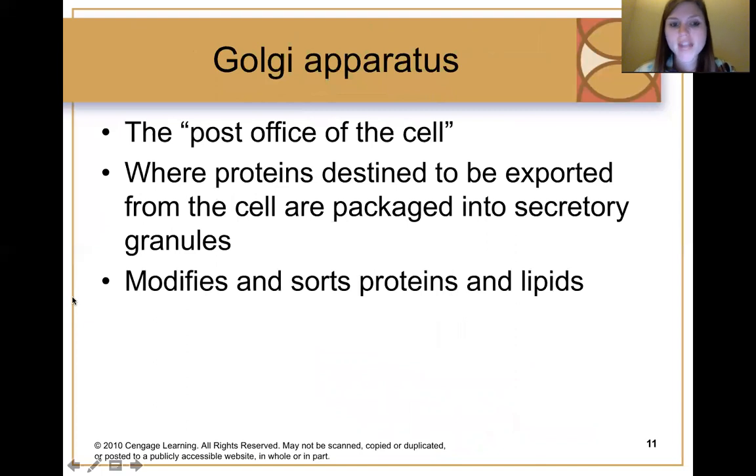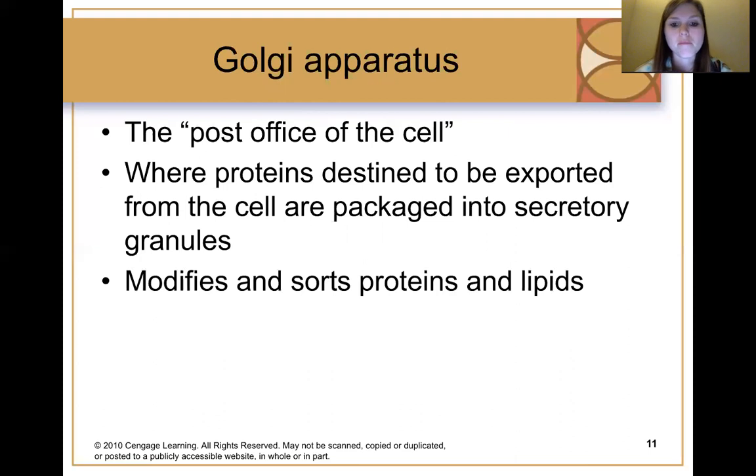So if you remember back to the picture, we had that green, it almost looks like a maze type thing, called the Golgi apparatus. I've always heard it called the post office of the cell, and that always helps me keep its function straight. The Golgi apparatus is where proteins that are destined to be exported, so sent out of the cell and into the body, are packaged into secretory granules.